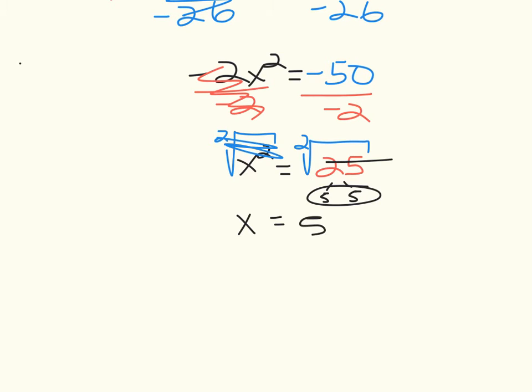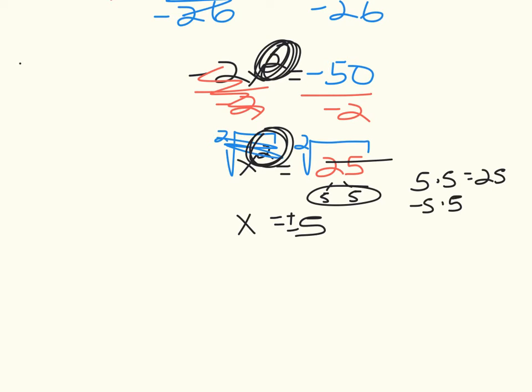So x equals 5. But because I had a second power that I got rid of, I know that I have a positive and a negative version of my answer. Because 5 times 5 equals 25, and negative 5 times negative 5 equals 25 also. So there's my answer. X equals plus or minus 25.